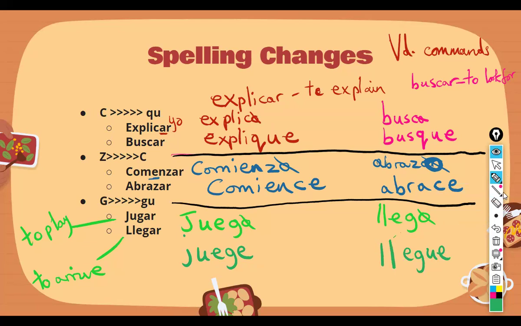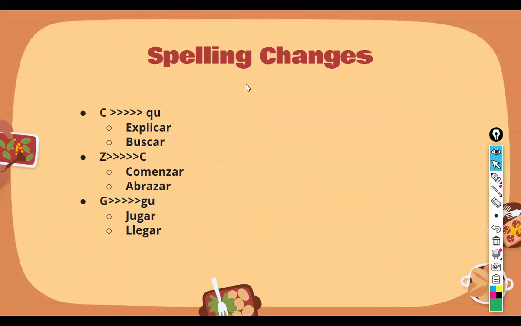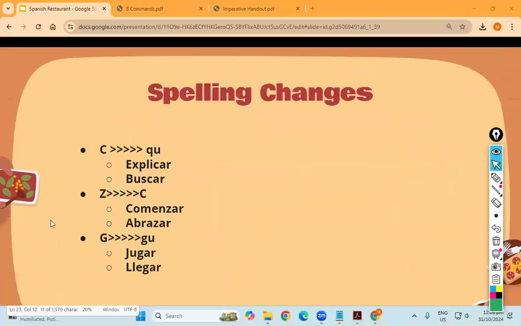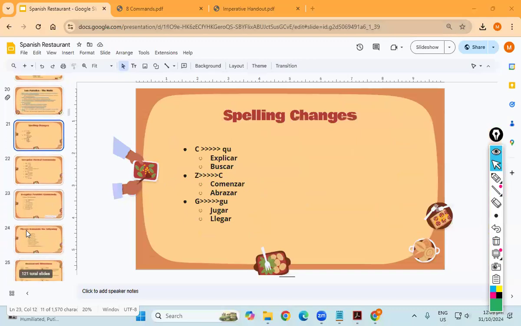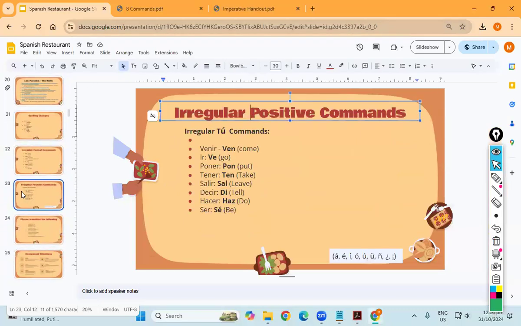All right, so I'm going to give you 2 minutes here to note these examples, and then we have some irregular formal commands to look at, and then we can do our exercise. All right, so let me remind you first that we looked at some irregular tú commands, right? Which is here.